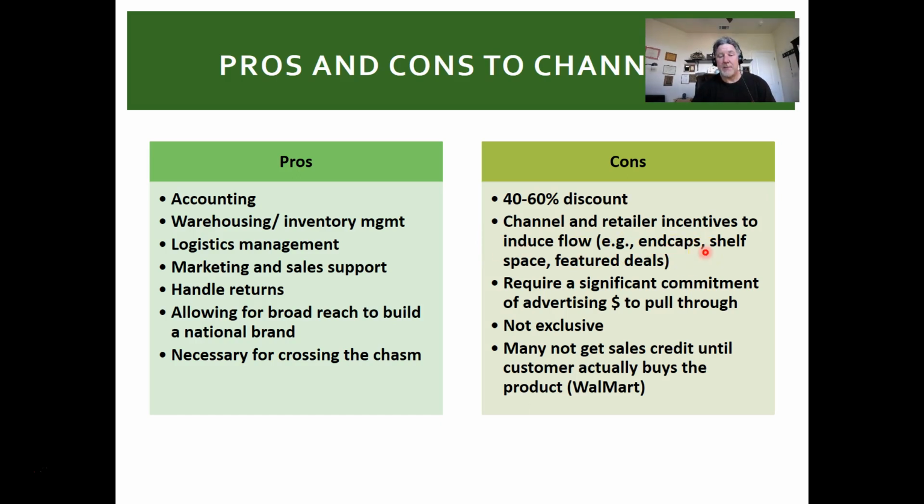That may be end caps, shelf space, and featured deals, because the game in the retail space is about velocity and making turns of inventory. And they will require a significant commitment on you as the manufacturer to have advertising dollars to pull through. Okay, that means pulling through, meaning advertising, again, with that incentive to create velocity. And likewise, this is not exclusive. They could be working with competing products as well.